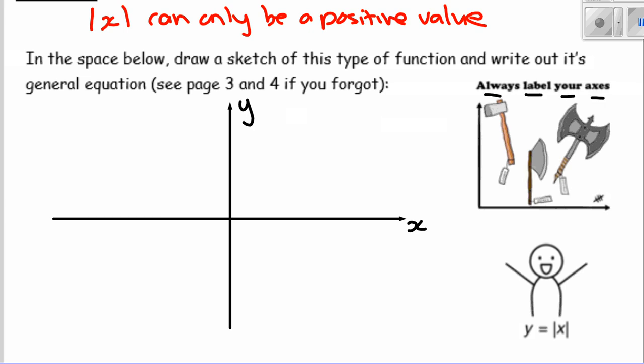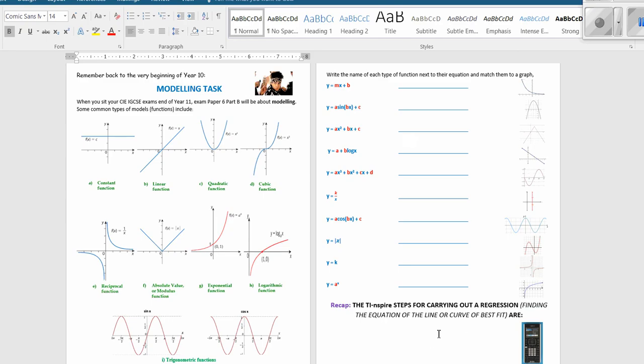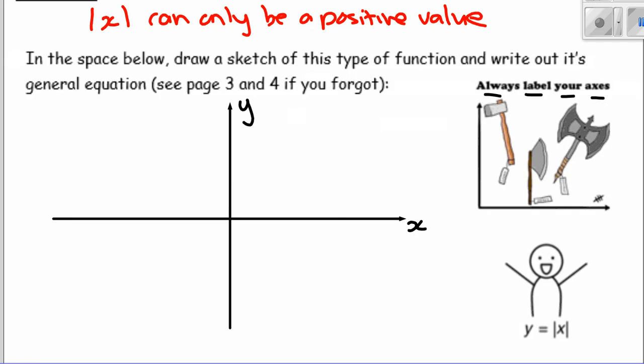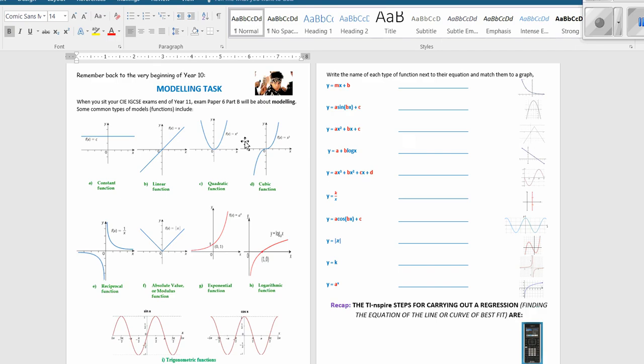Now looking at page 3 and 4, we're looking for the absolute value function. Absolute value function, where is it? I gave you a little clue too. In the function dance, it's this one here. So let's see if we can find that on page 3 and 4. Can you find that function on page 3? That's right, it's this one right here.